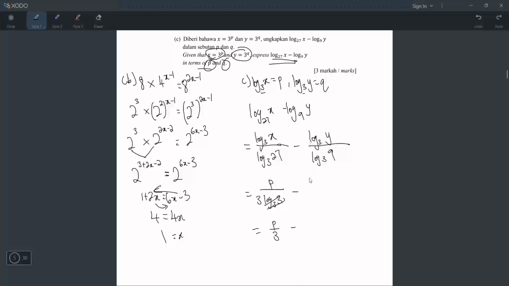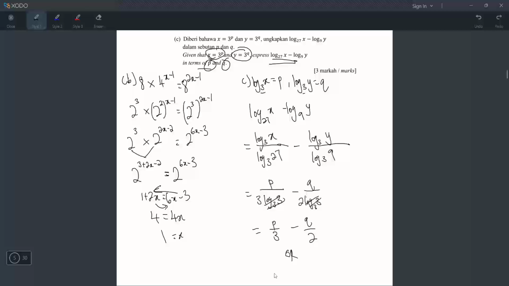What about this one? Log y base 3 is q, right? So you can write q. Log 9 base 3. Okay, 9 and 3 also have some connection. 9 can change to base 3 as 3 power 2, and what can the power do? Send to the front. And why did I do that? Because I know log 3 base 3 can cancel to become 1. So this is your answer: p over 3 minus q over 2.